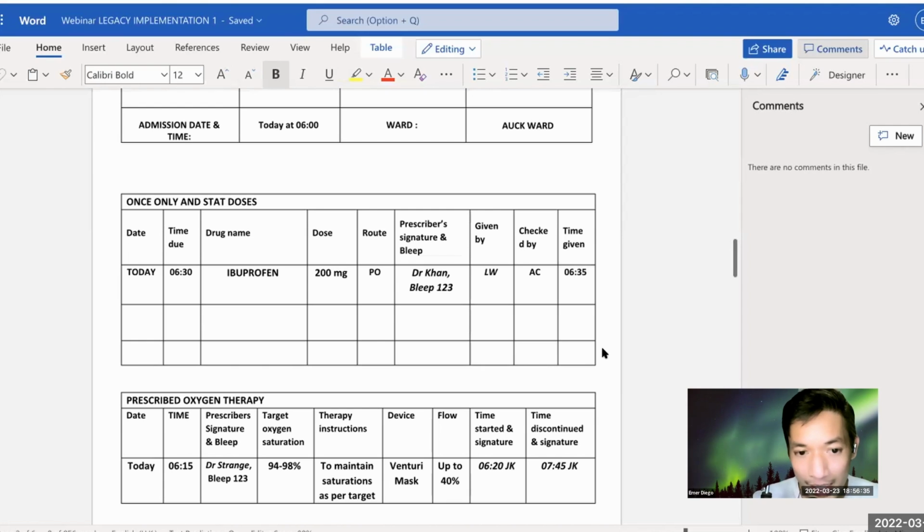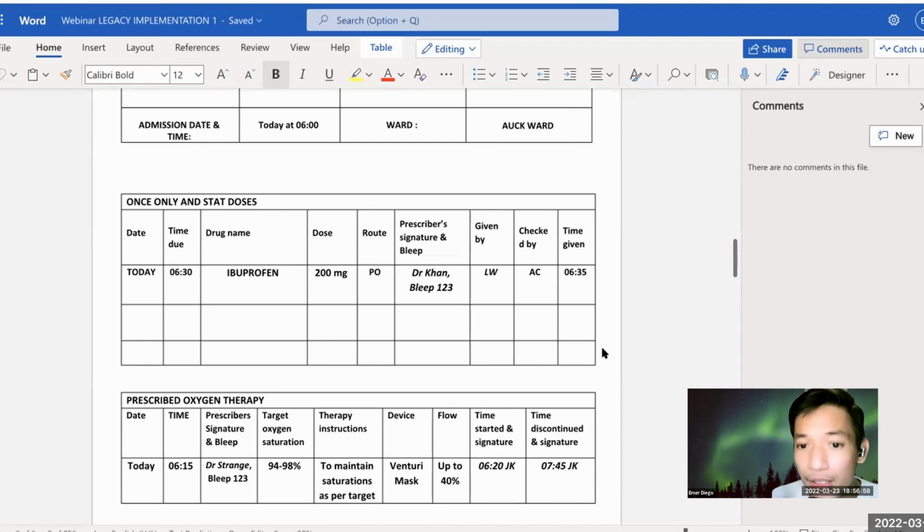Okay, so let's analyze this prescription. Based on this table, it means you are not meant to give this medication because this medication has already been given. It was given by LW and checked by AC. It was given at 6:35 in the morning.